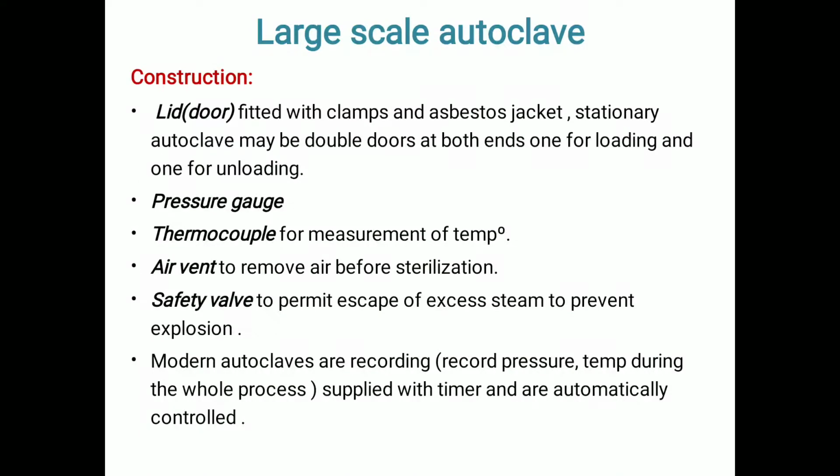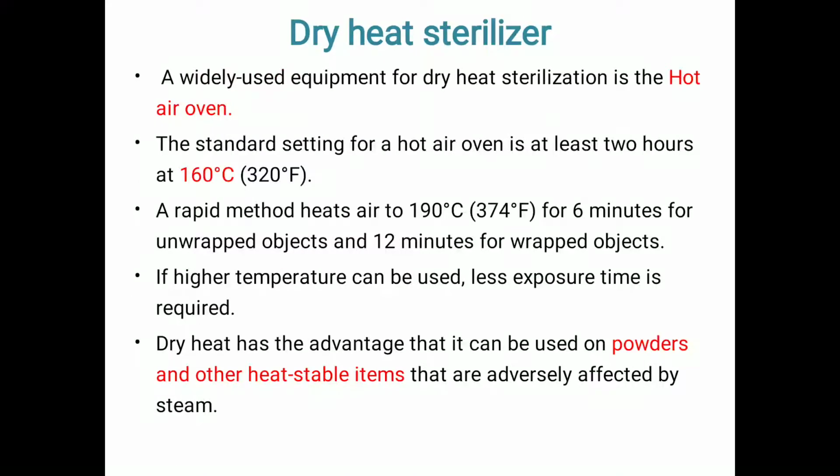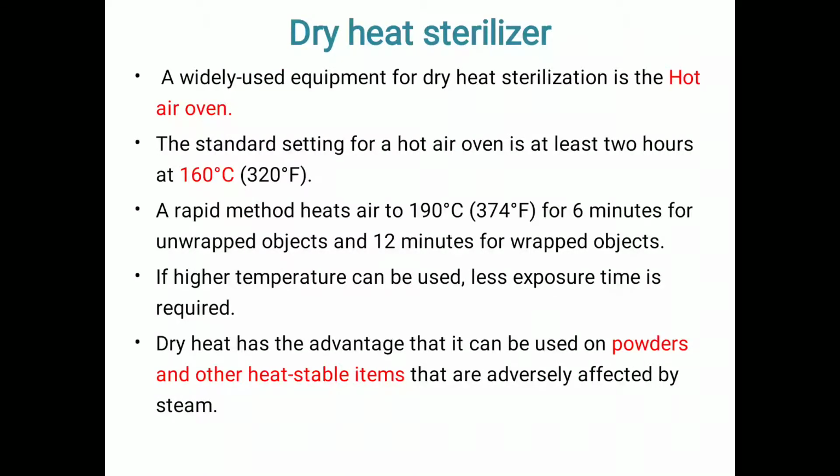Then the next sterilizer is the dry heat sterilizer. It mainly uses dry heat for sterilization purposes, which we already covered. A widely used equipment for dry heat sterilization is the hot air oven. A standard setting for a hot air oven is at least 2 hours at a temperature of 160 degrees Celsius.